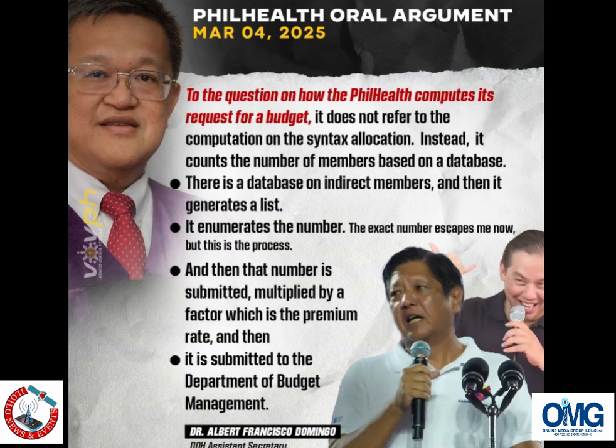Good afternoon, Your Honor. Assistant Secretary Albert Domingo from the Department of Health. To the question on how PhilHealth computes its request for a budget, it does not refer to the computation on the sin tax allocation. Instead, it counts the number of members based on a database. There is a database on indirect members, and then it generates a list. It enumerates the number. The exact number escapes me now, but this is the process. And then that number is multiplied by a factor, which is the premium rate, and then it is submitted to the Department of Budget Management.